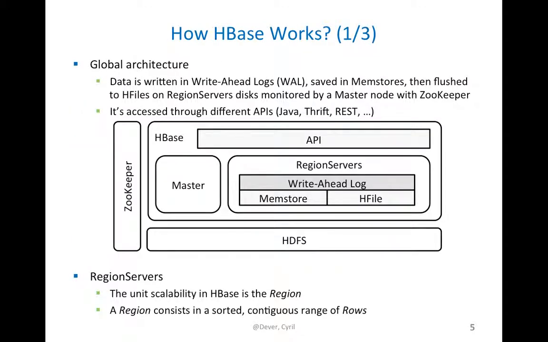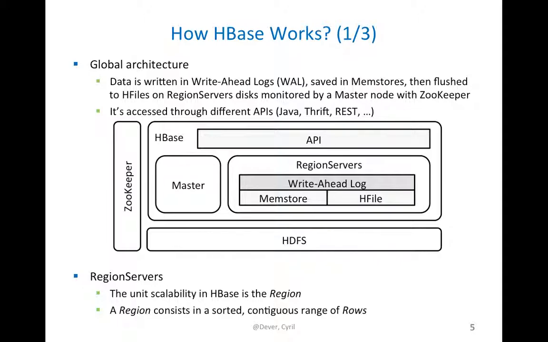How does it work? Well, I'm not going to give you the full details, but you should know that the data is first written in WAL, write-ahead logs, and from there the key values are saved in memory stores. Then when it reaches a certain size, it's flushed to disk as HFiles. Those HFiles are stored in region servers, which are the unit of scalability in HBase, and these region servers are monitored by a master node with the help of Zookeeper.